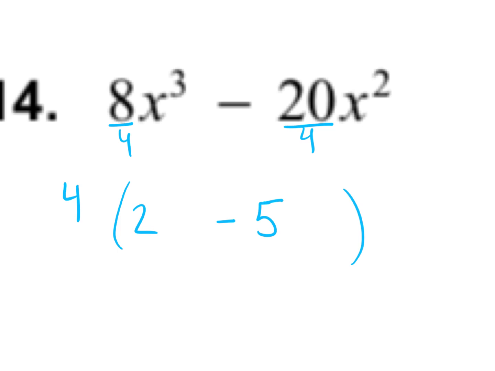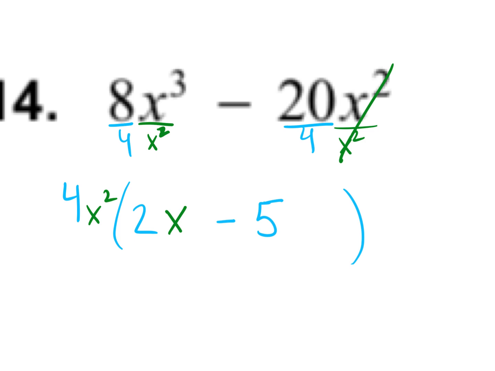Now, how many x's can I take out? 2. Awesome. We're going to take out 2 x's. So x squared, x to the second power, is going to go on the outside. If I have 3 x's and I take 2 away, how many do I have left? 1 x. And then if I have 2 x's and I take 2 away, how many do I have left? 0. So our answer would be 4x squared times 2x minus 5.